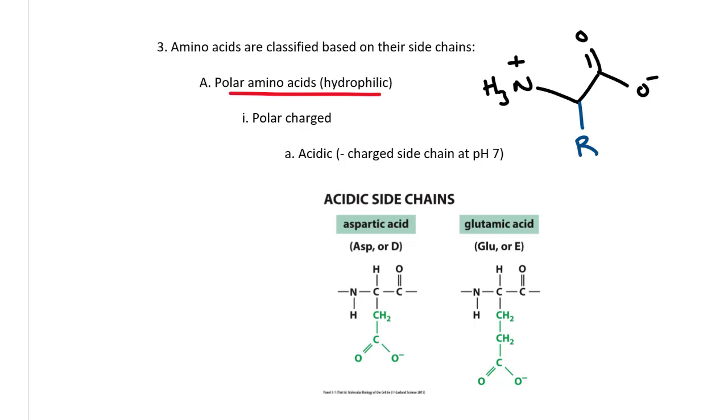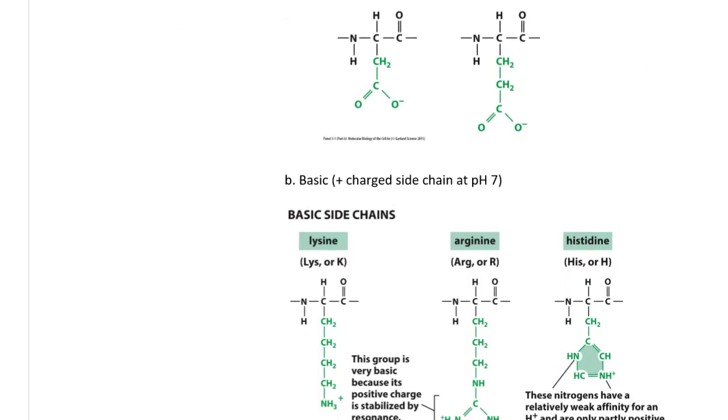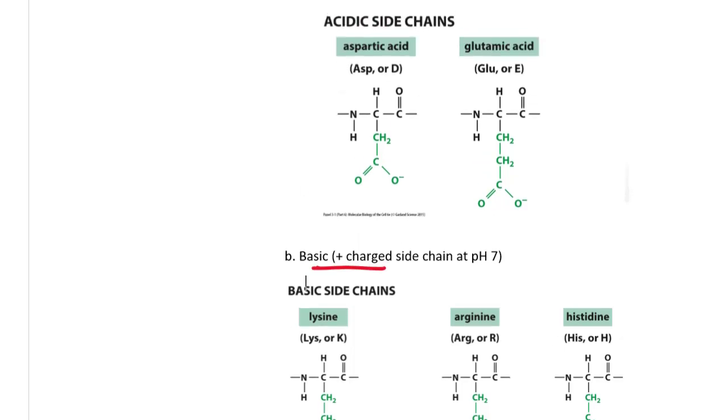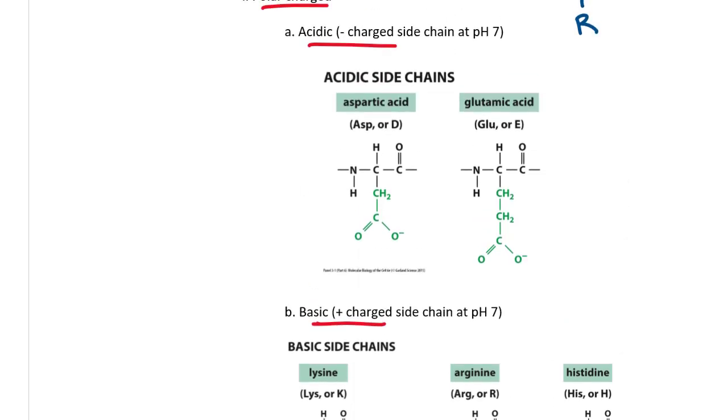We have polar charged, which means the R group will have either a full positive or full negative. And these include the acidic amino acids and the basic amino acids. And here are the basic. The acidic will have a negative charge on their side chains. So here we go. We have a negative charge here. We have a negative charge here. That's permanent. It will be there at pH 7.